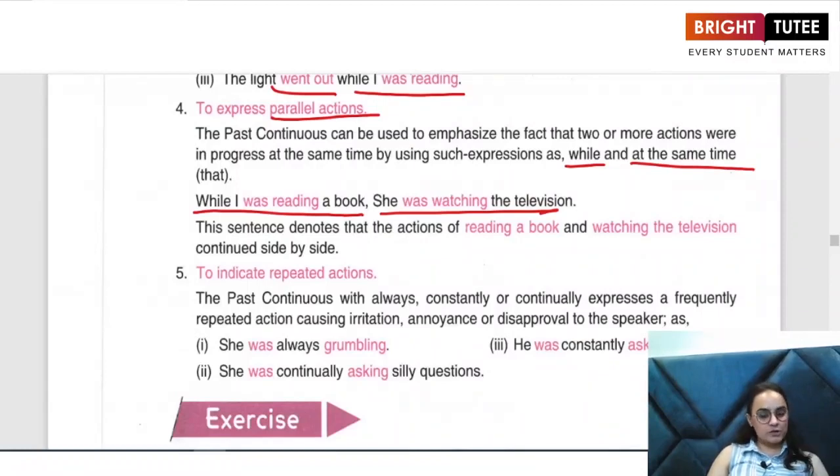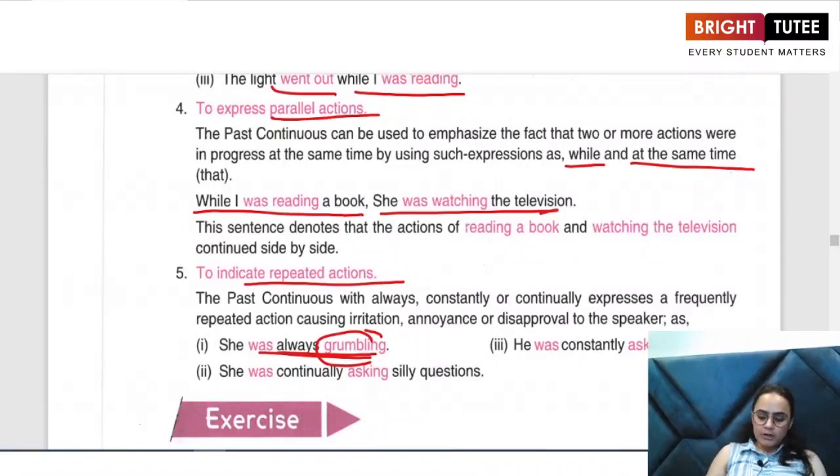And the last usage of the past continuous tense is to indicate repeated actions, those actions which took place repeatedly. For example, she was always grumbling. Grumbling is an adjective used for those people who have a habit of speaking, uttering continuously. So she was always grumming means she always had the habit of speaking continuously. So this is a repeated habit that is being talked about.